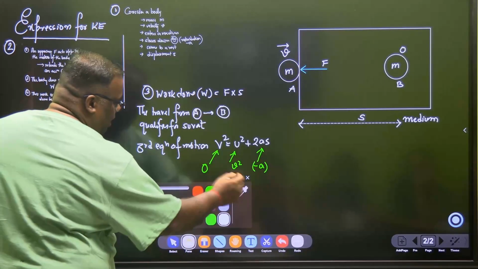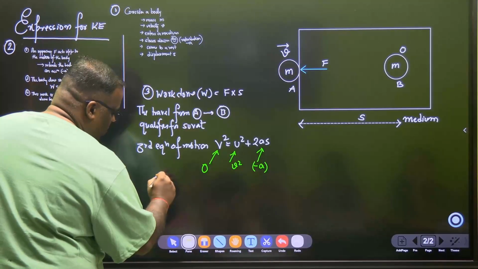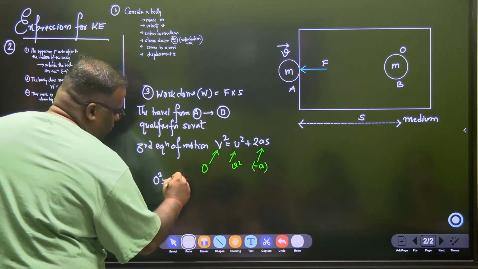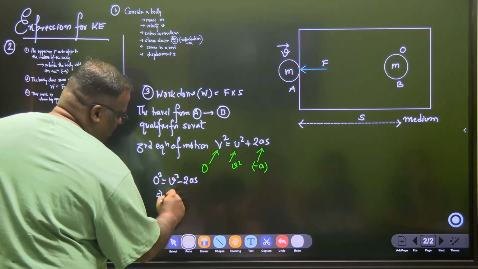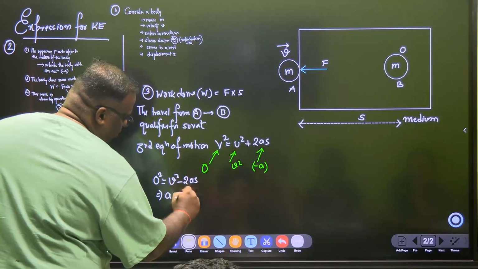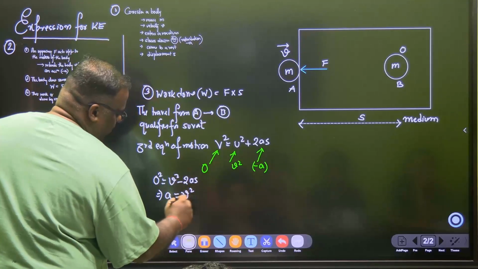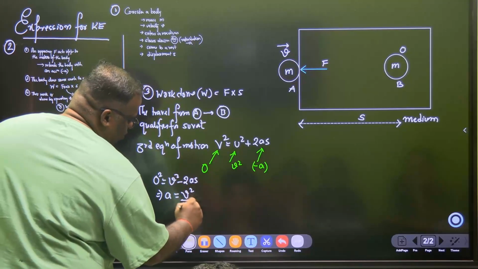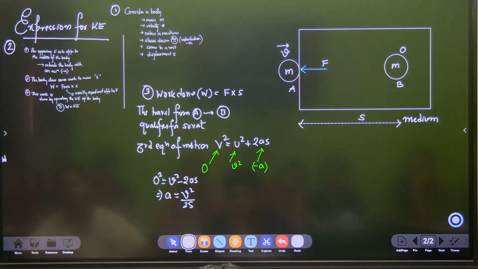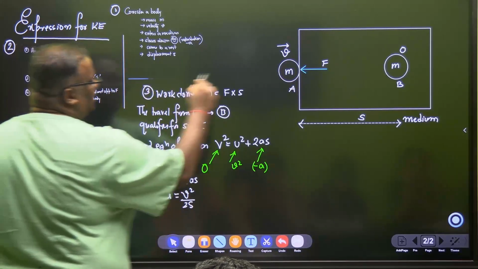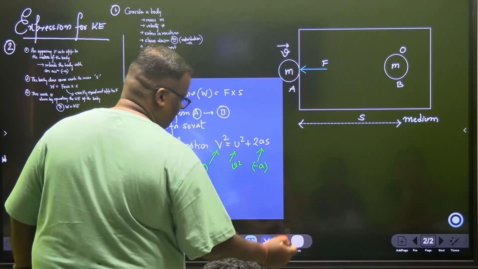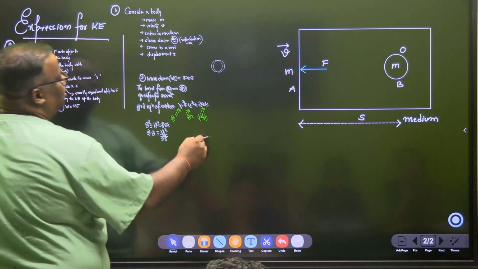So in my case, it will be 0 square is equal to V square minus 2AS. Or from here I can say A is equal to V square divided by what? 2S. Do you agree? V square divided by 2S. Very good. Let's make this also small. Small, small, small. Right?